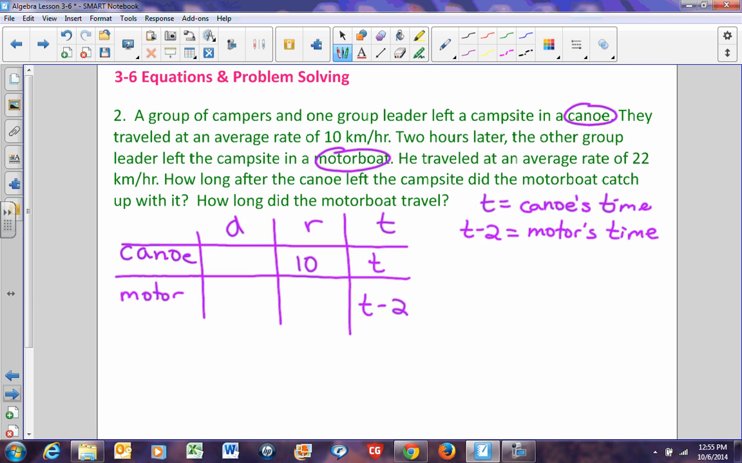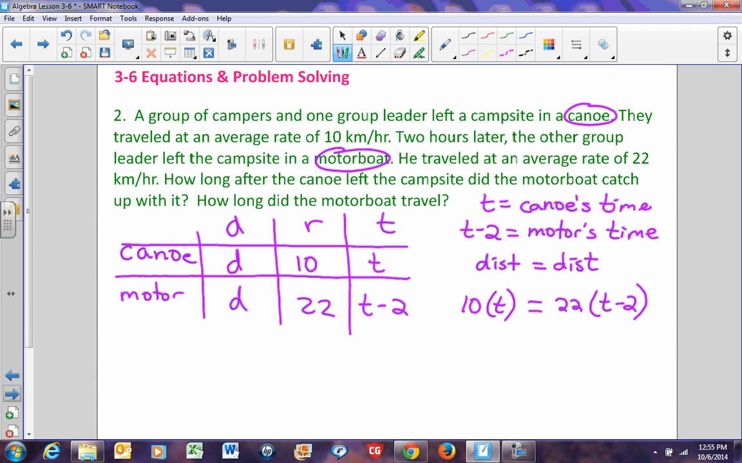At an average rate of 22 kilometers per hour. Again, the distances are equal because the boat's going to catch up to the canoe sooner or later. So if the canoe travels 10 miles, the boat to catch up to the canoe also has to travel 10 miles. So the distances are equal. And since distances are equal, distance equals distance, and distance equals rate times time. So the canoe's rate times the canoe's time has to equal the motorboat's rate times the motorboat's time. So rate times time equals rate times time.